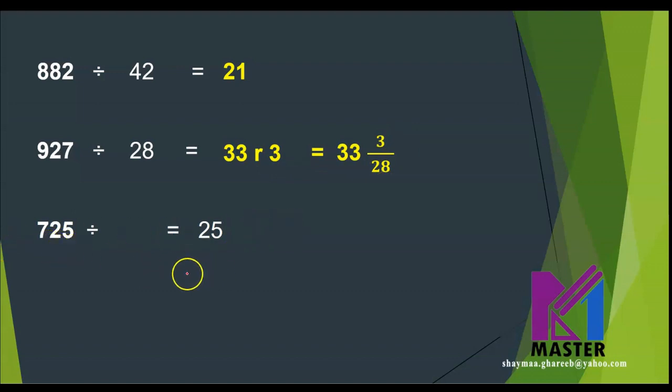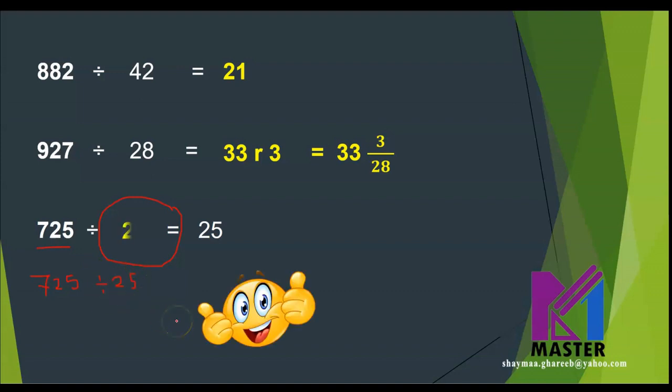For the third one, what should I do to find the divisor? As we said before, we can divide the 725 by the quotient, which is 25, and the answer then will be 29. This is the end of our lesson today.